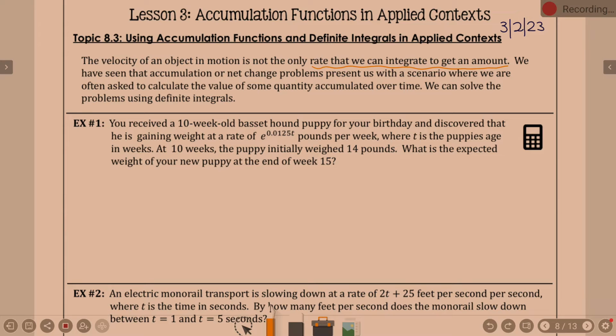You received a 10-week-old Basset Hound puppy for your birthday and discovered that he is gaining weight at this given rate of e to the 0.0125 t pounds per week, where t is the puppy's age in weeks. At 10 weeks, the puppy initially weighed 14 pounds. What is the expected weight of your new puppy at the end of week 15? Okay. Thoughts?